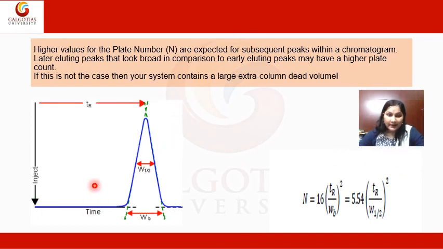You can see here, this is a Gaussian shape peak. This should actually be a pencil-thin line peak as per the hypothetical approach, but practically we will get this shape of peak, where WB is the peak width at the baseline, W half is the peak width at the half height of the peak, and here this is the retention time, this is the time of injection.